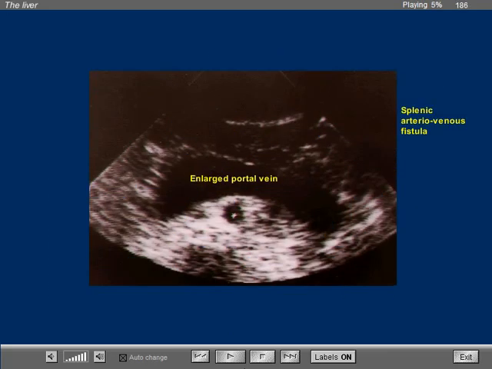Another cause of portal hypertension is increased flow without increased resistance, and that is whenever we have an arteriovenous communication. It can be between the hepatic artery and the portal vein, or between the splenic artery and the splenic vein. This is a patient with a splenic arteriovenous fistula, where sonographic examination in the axial plane revealed marked enlargement of the portal vein and large gastroesophageal varices.